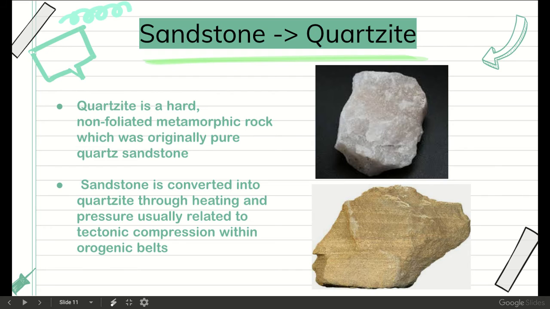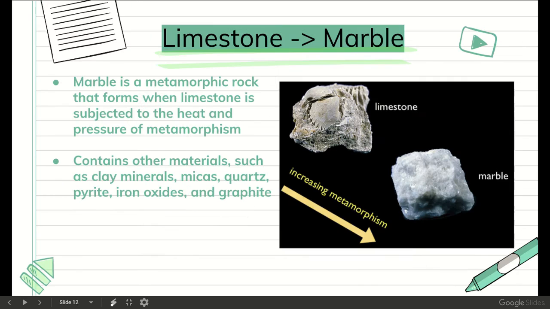Sandstone, a very common type of sedimentary rock. Here's a picture of sandstone right there. When it undergoes metamorphism, it becomes quartzite. Quartzite gets a lot harder. You can still kind of see that sand grain appearance, but all those grains are compressed a lot more and it almost gets that quartz-like appearance, so it's called quartzite.